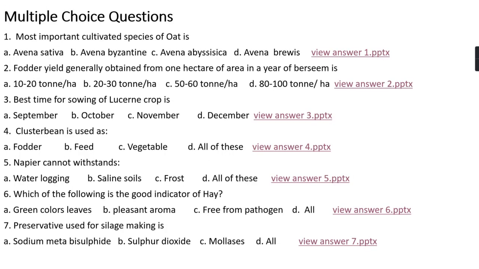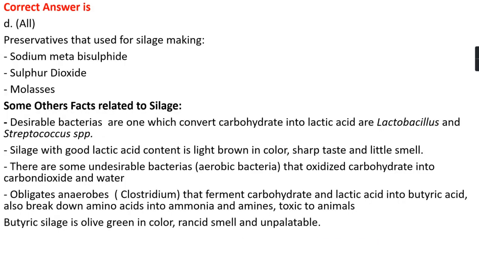Question number 7. Preservative used for silage making is option A, sodium metabisulfite, option B, sulfur dioxide, option C, molasses, or option D, all. The right answer is option D, that is all. Preservatives used for silage making include sodium metabisulfite, sulfur dioxide, and molasses.